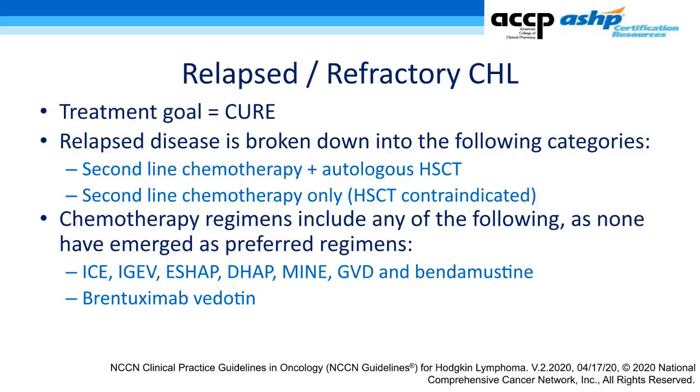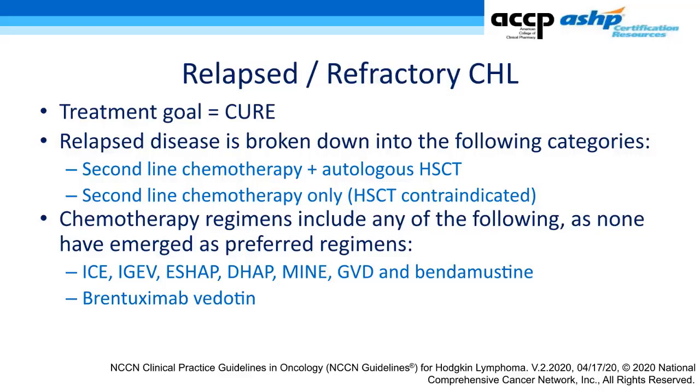As we said, most patients with Hodgkin's lymphoma will be cured. But for the few unfortunate patients who do relapse, what you do next is dependent upon whether that patient is proceeding to an autologous stem cell transplant or not. If they're going for a transplant, you would choose a chemotherapy regimen that spares the stem cells, and I have several of them listed for you here. You can see that none of them are preferred.